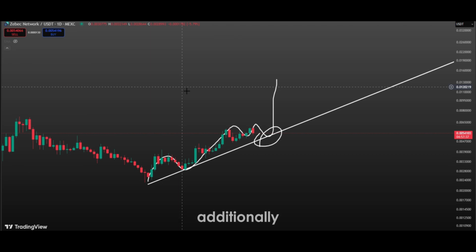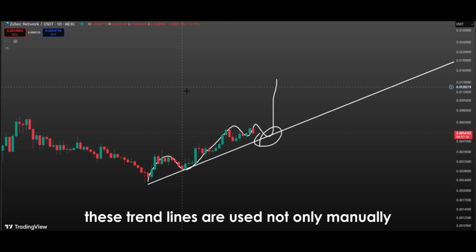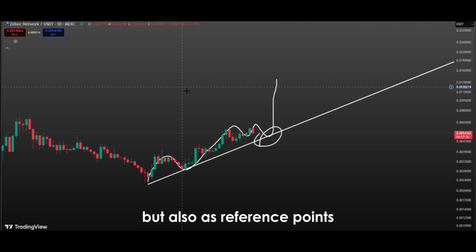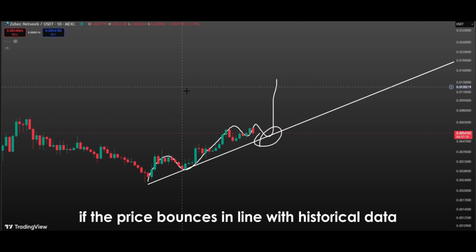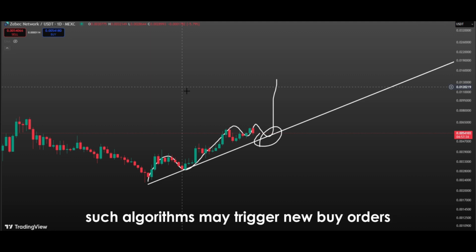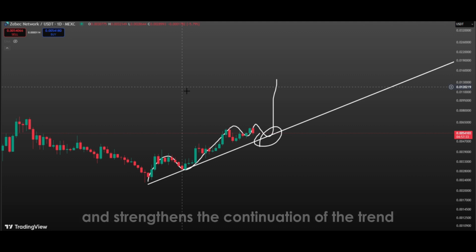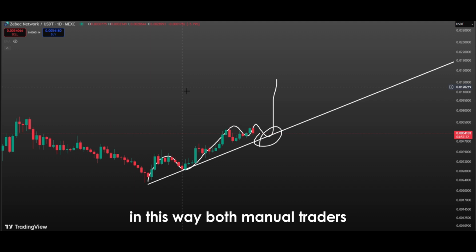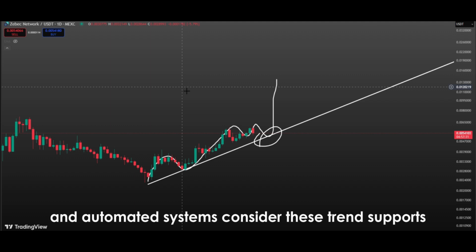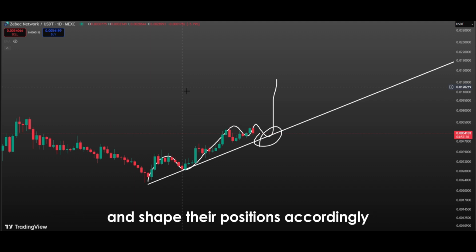Additionally, these trend lines are used not only manually, but also as reference points in many algorithmic trading systems. If the price bounces in line with historical data, such algorithms may trigger new buy orders, which contributes to the price finding support and strengthens the continuation of the trend. In this way, both manual traders and automated systems consider these trend supports and shape their positions accordingly.